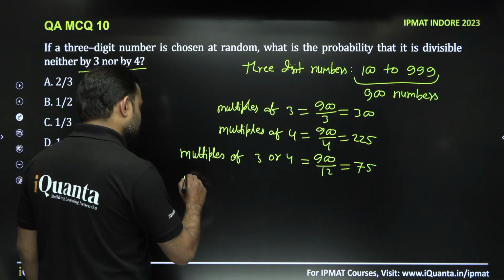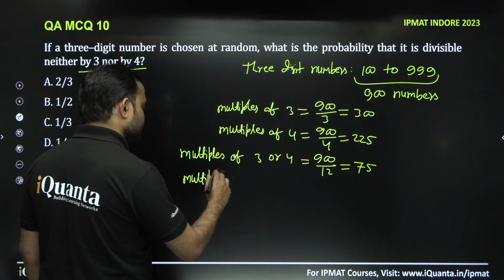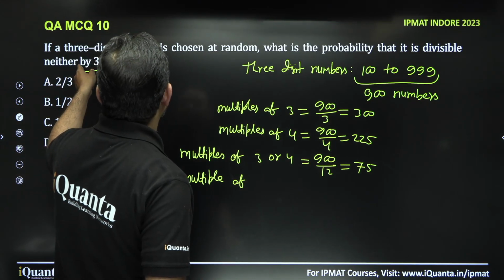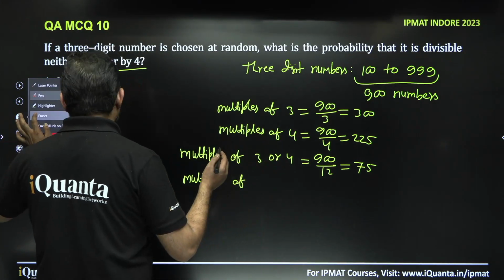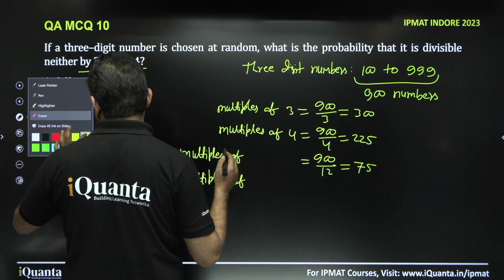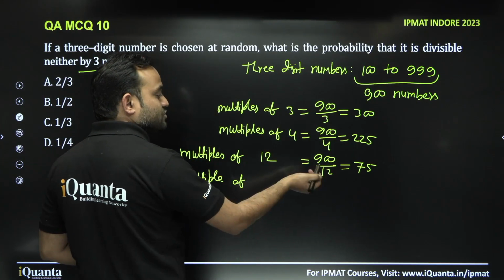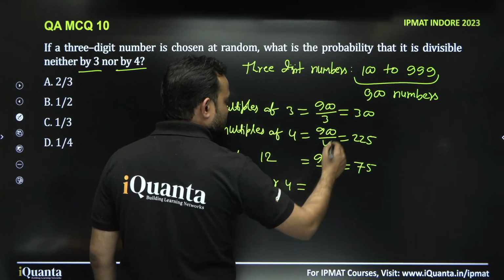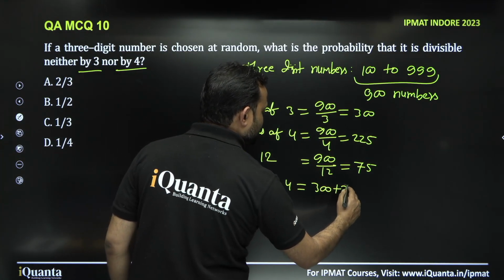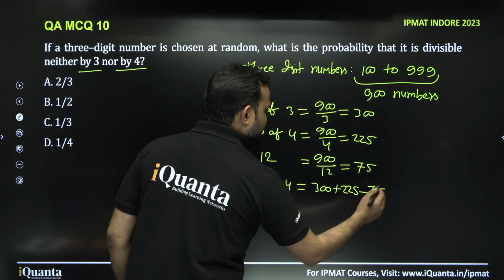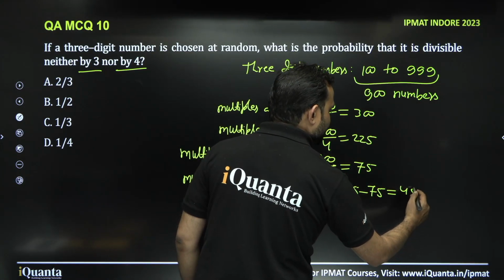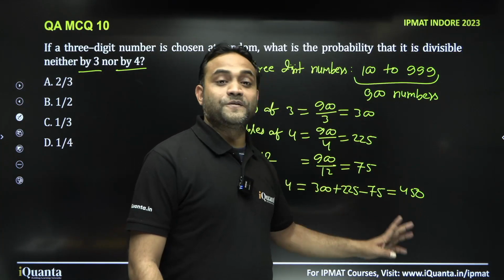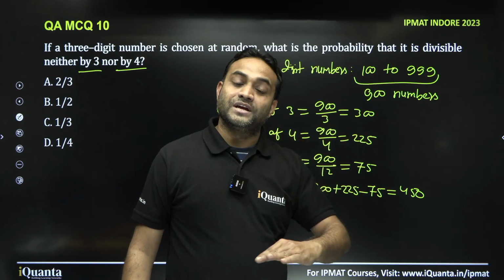So multiples of 3 और 4. So basically multiples of, यहाँ पे मैं लिख लेता हूँ क्या, 3 and 4 basically. So multiples of 12 कितने होंगे, 75. So multiples of 3 और 4 कितने हो जाएंगे. So 300 plus 225 minus 75, which gives us 450. So out of 900 3-digit numbers, 450 are multiples of 3 or 4.